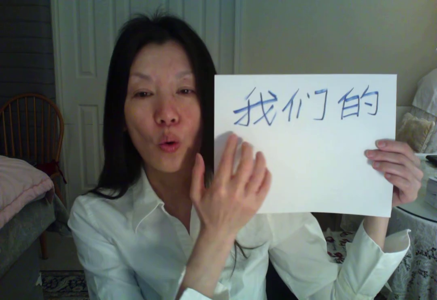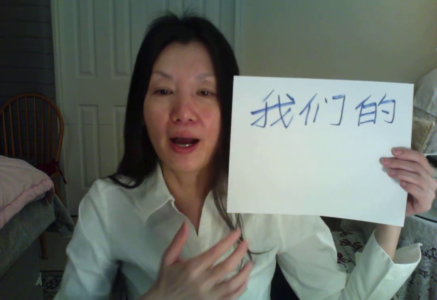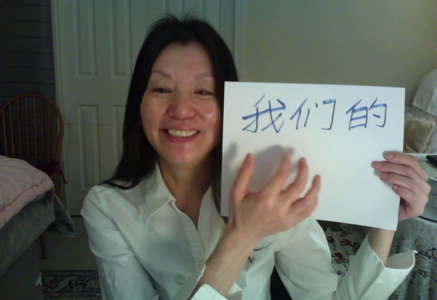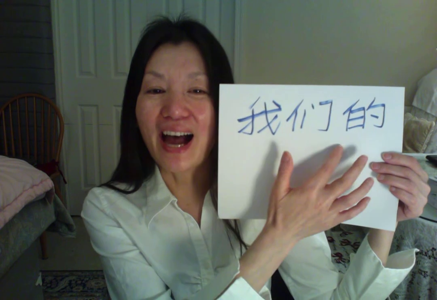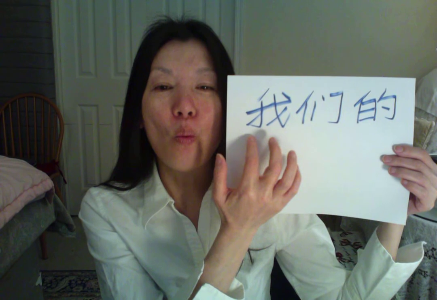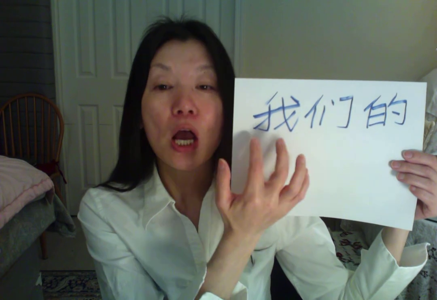Next one here. 我, only 我, is me or I. 我们, we. 我们的, ours. 我们的, your turn. 我们的, one more time. 我们的, ours.